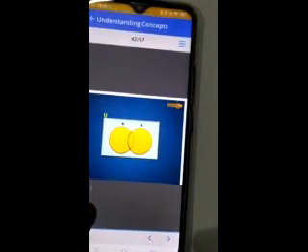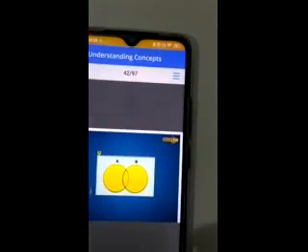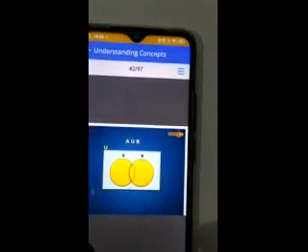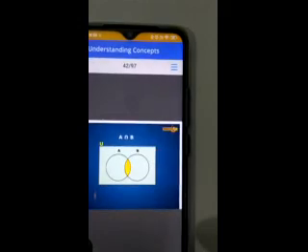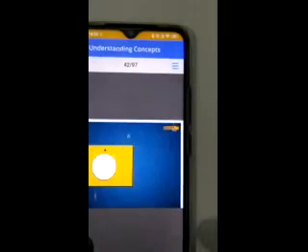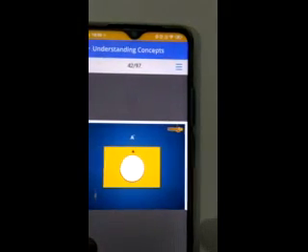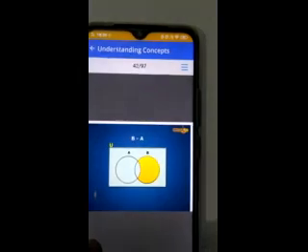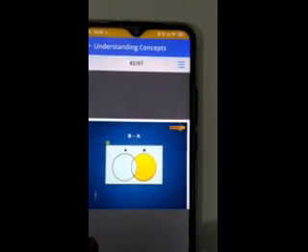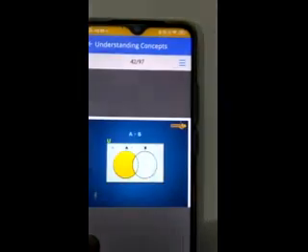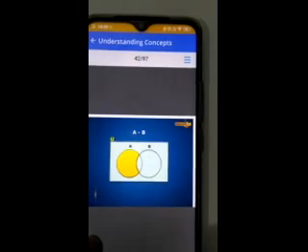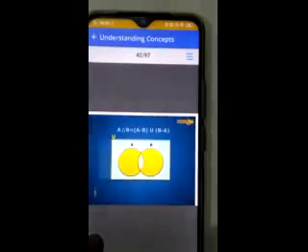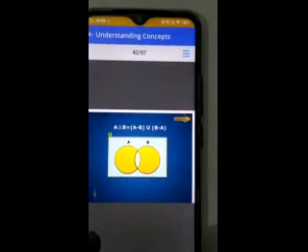Venn diagrams can be used in set notation like A union B, A intersection B, complement of set A, the set of elements in B but not in A, the set of elements in A but not in B, symmetric difference of sets A and B.